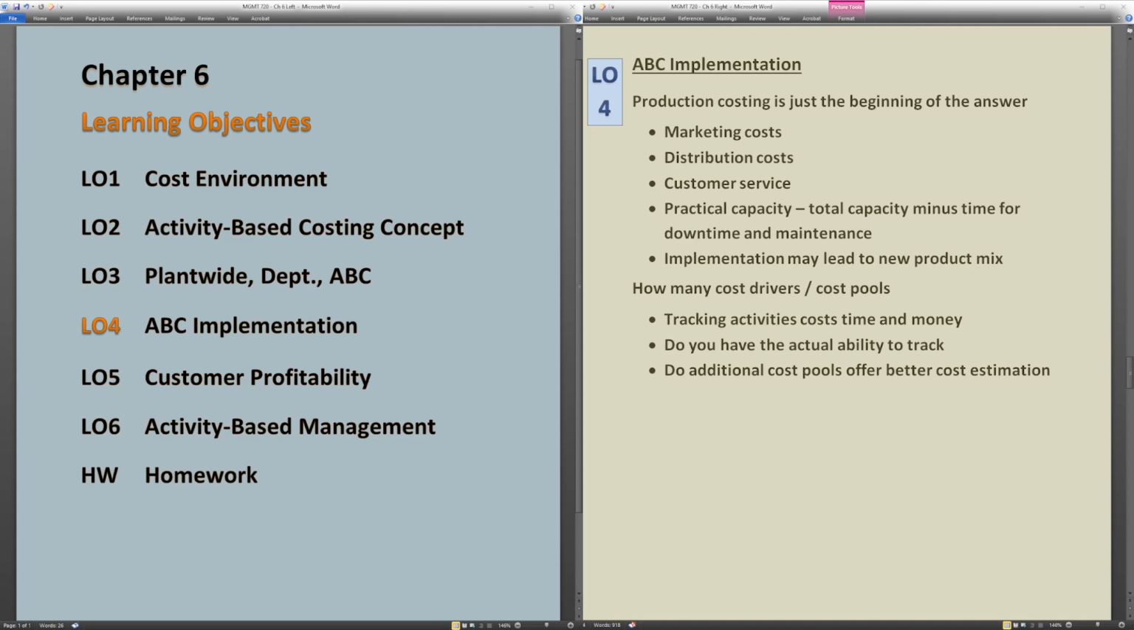There could be other quantitative items such as marketing costs or distribution costs. There could be non-quantitative, qualitative things such as what's the level of customer service. Another idea is that sometimes you have to be aware of what the practical versus the total capacity is of your plant. Remember that the total capacity sometimes does not take into account the downtime needed for maintenance and for setups and that sort of thing. And of course, we're investigating the idea of costs of setups and inspections, and sometimes those additional activities take away from a total capacity.